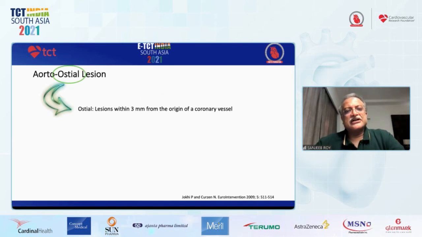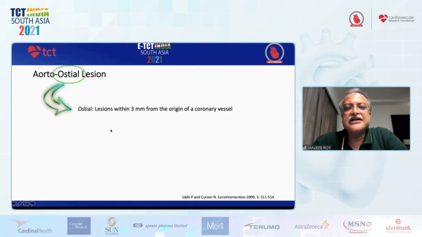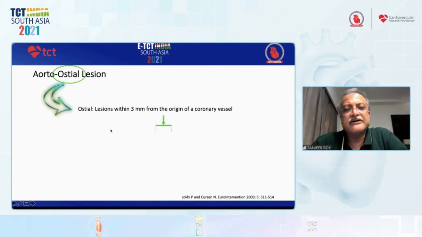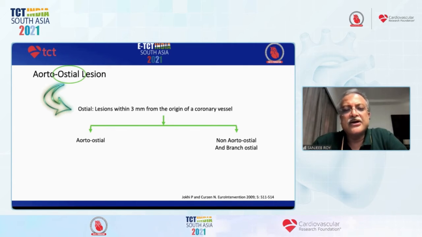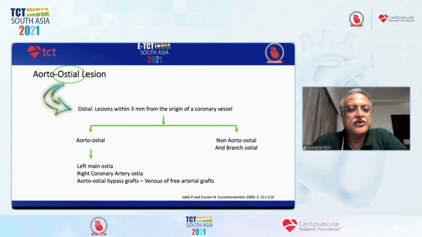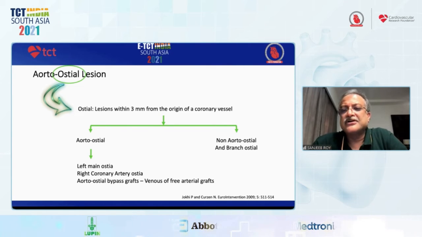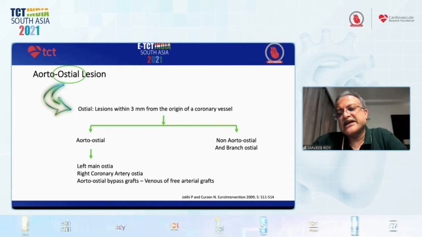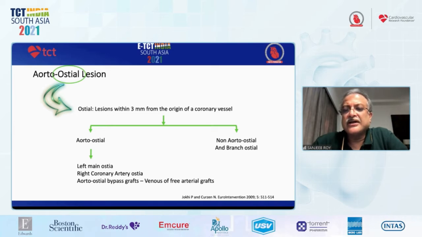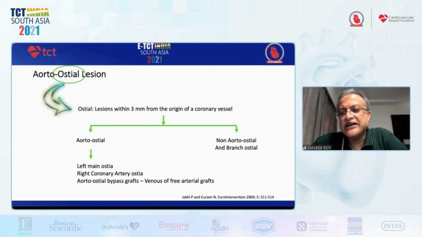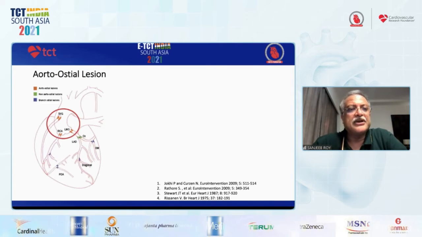So aortoostial lesions, as it sounds, have two parts. Ostial lesions are lesions within 3 millimeters from the origin of the coronary vessels. They can be divided into aortoostial lesions, which include the left main, the right coronary ostia, and the aortoostial bypass grafts. The non-aortoostial lesions include those in the major epicardial vessels like the LAD, circumflex and the RCA, and the branch ostial, which involves the major branches of these vessels like the diagonal, OM and the PDA, PL.